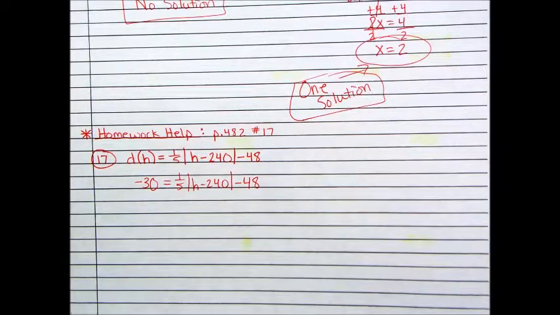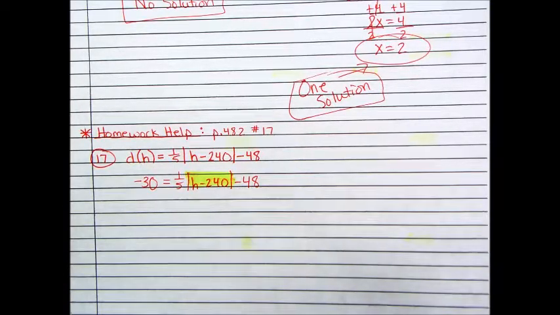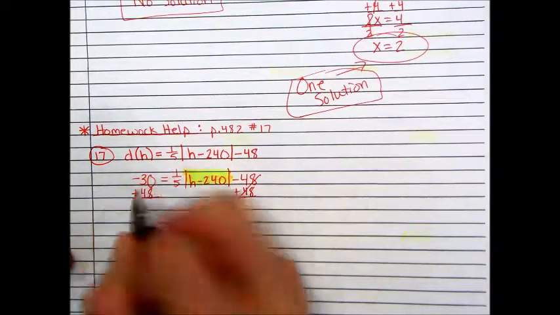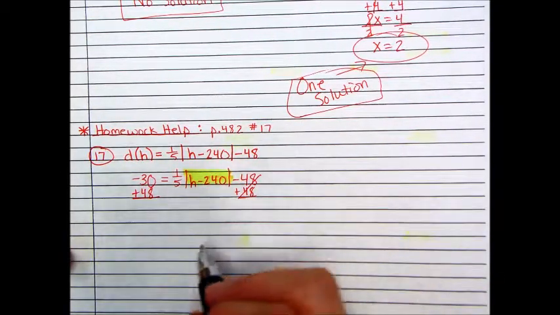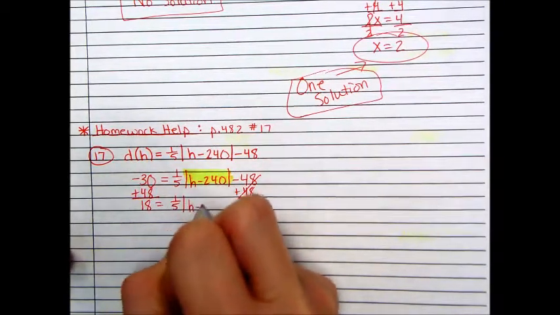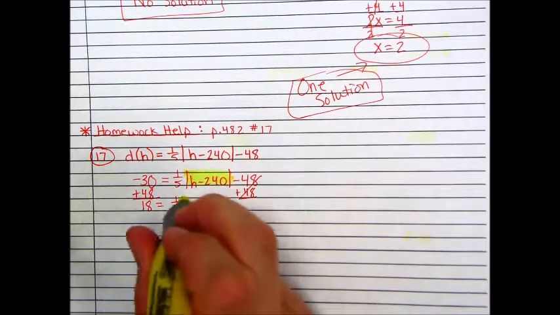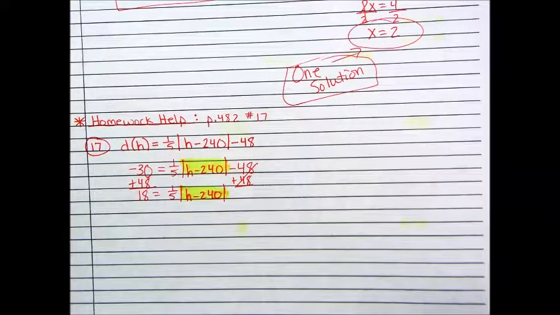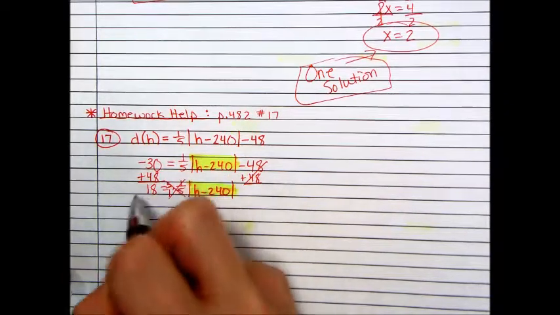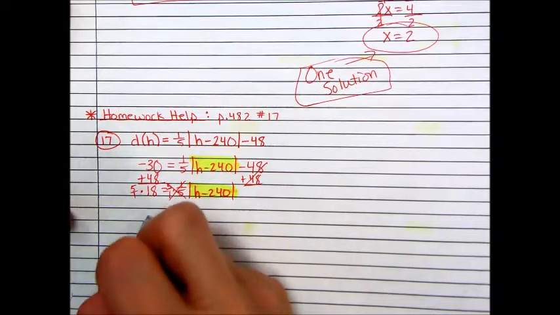So let's go ahead and keep this going. Let's solve it. We need to get that part by itself, so you need to add 48 on both sides. Negative 30 plus 48 should get you 18. So you have 18 equals 1/5 times H minus absolute value of H minus 240. Now you need to still get that absolute value by itself. To get rid of the 1/5, we're multiplying by 5 over 1. So basically that's 5 times 18. That should get you 90.